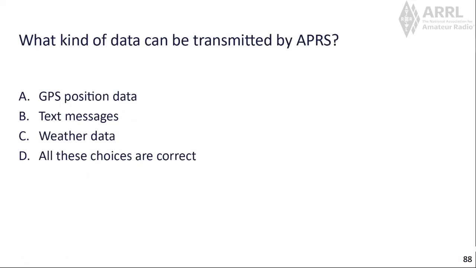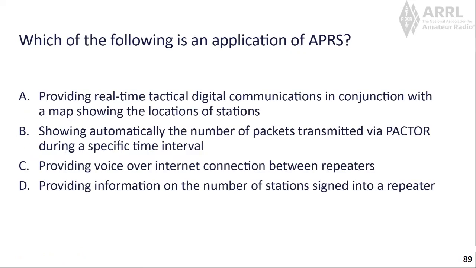Okay. What kind of data can be transmitted by APRS? All of them. GPS, text messages, and weather. That was one of our slides. All are correct. Which of the following is an application of APRS? Providing real-time tactical digital communication in conjunction with a map showing the location of stations. The software will be a map and you'll see little dots moving around. That's the people with the radios that are doing this. You'll know where they're at.